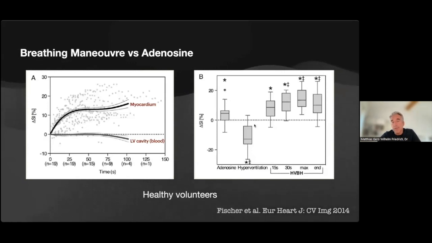Now, this effect, when you compare it with adenosine, is pretty strong. It's actually stronger than adenosine in both directions. So hyperventilation causes a more significant change of signal intensity than adenosine, a net change, and the same for 15 and 30 seconds of the breath out, and at the max even a little bit more. So this was the comparison with adenosine.